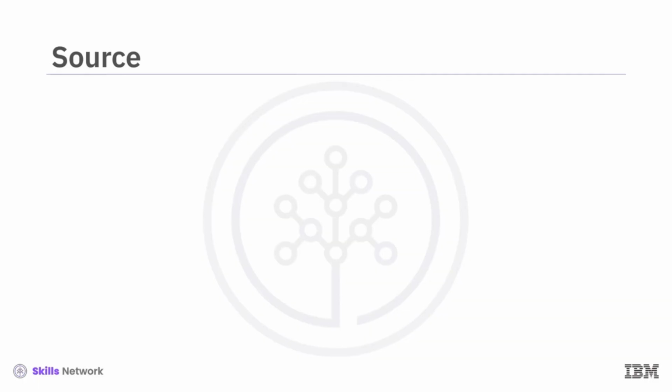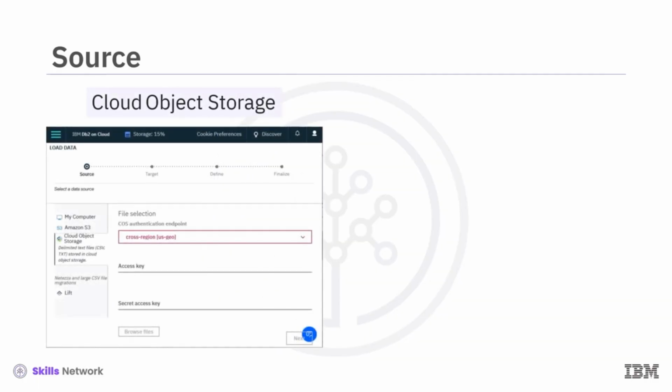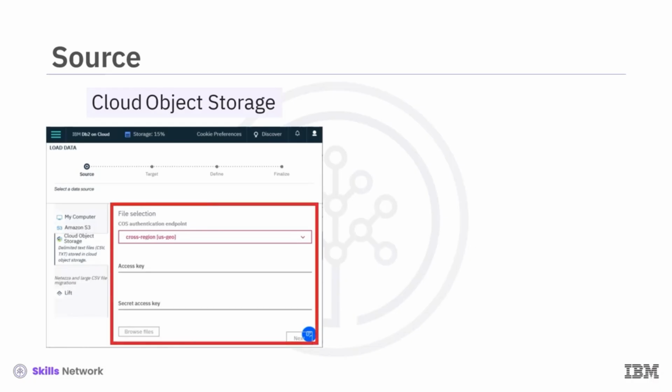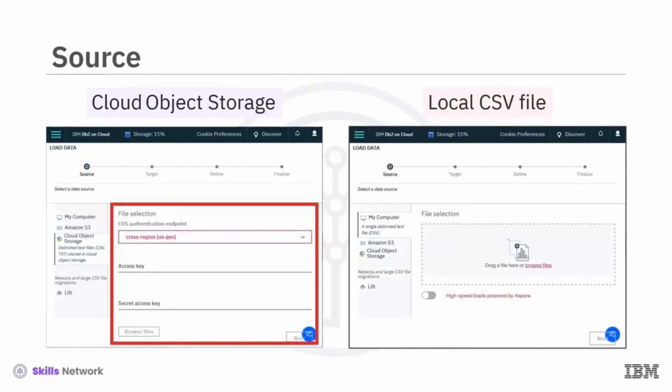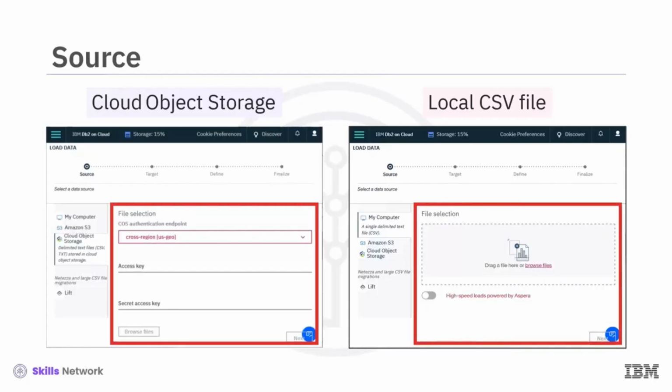On the source page, select the location of the existing data and enter any authentication information which that storage type requires. For example, for data in IBM Cloud Object Storage, you provide the COS authentication endpoint, access key, and secret access key. Whereas for a locally stored CSV file, you simply identify the file to upload.